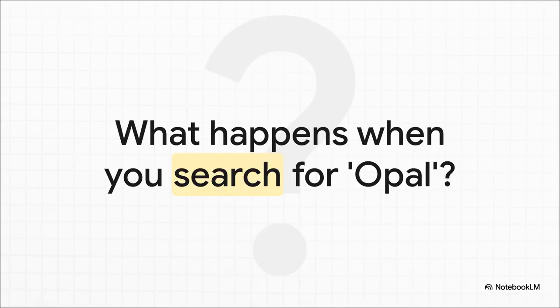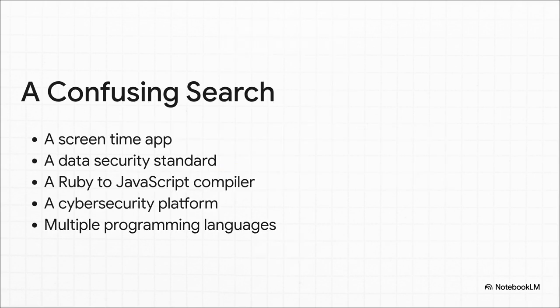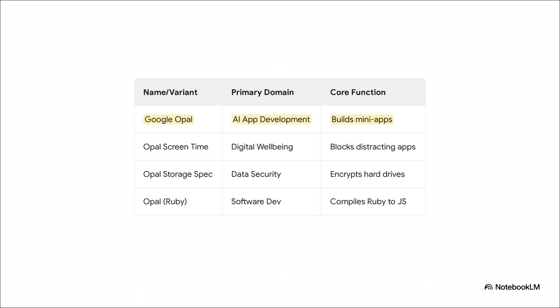But before we dive in, let's try a little experiment. You hear about this cool new tool, you're excited, you open up Google, and you type in that one simple word, Opal. What do you think you're going to find? You find a complete mess. Seriously, there's a screen time app called Opal, some kind of data security thing called Opal, a compiler, a cybersecurity platform. The list just goes on and on. It's the perfect example of how much noise is out there, making it almost impossible to find the thing you're actually looking for. Okay, so let's just clear all that clutter away.